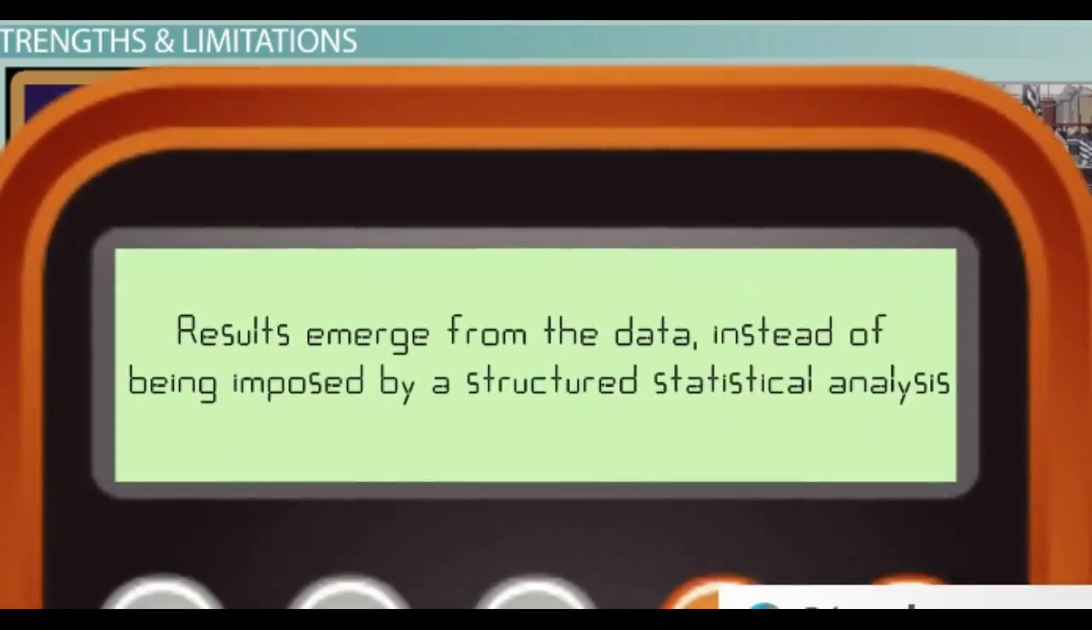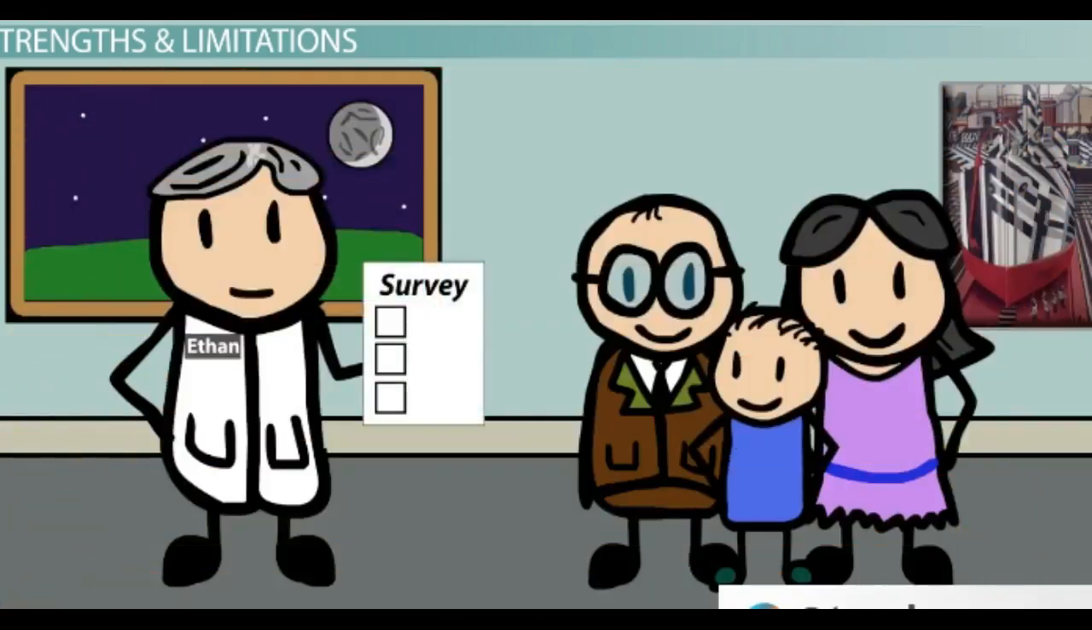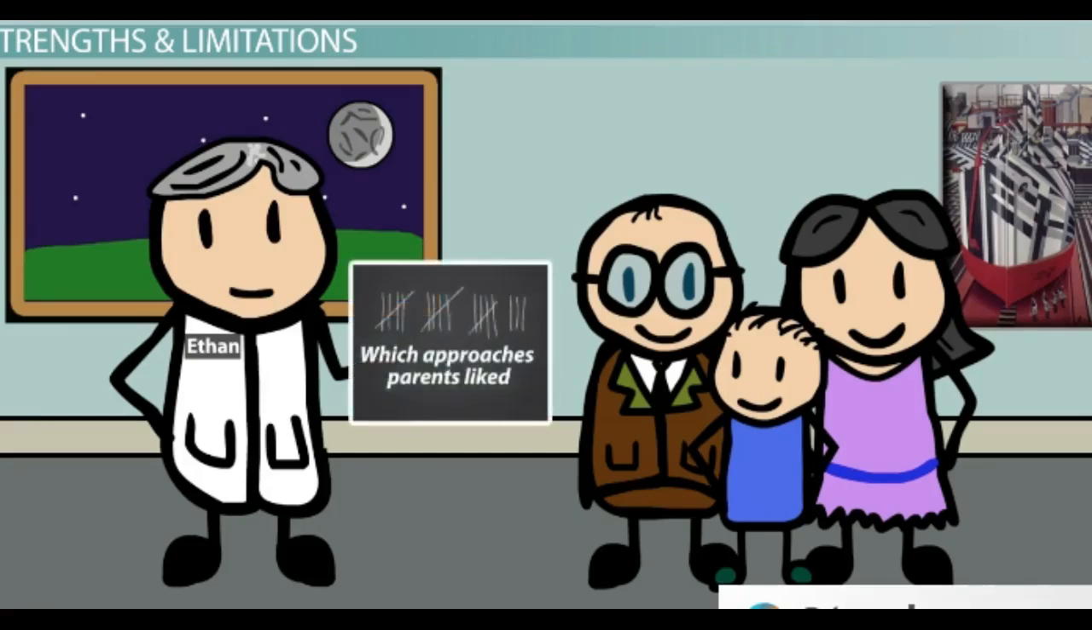Another strength of phenomenology is that the results emerge from the data instead of being imposed by a structured statistical analysis. For example, if Ethan gave out a survey to see what types of things parents did to cope, he could get a tally and run statistics to see which approaches were most common and which approaches parents liked the best. But that's still a relatively limited view. After all, Ethan is only getting the results that he can figure out based on statistical analysis.